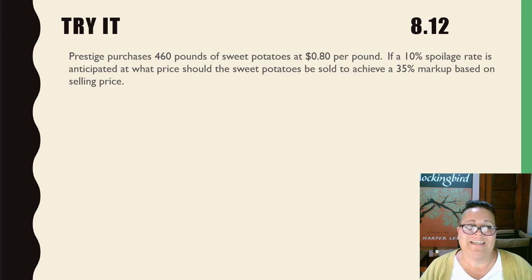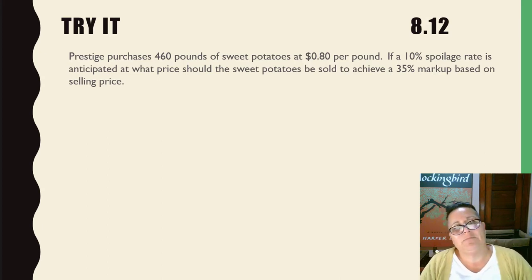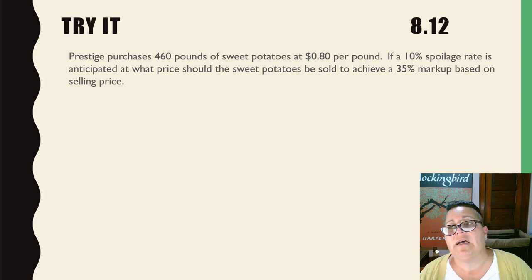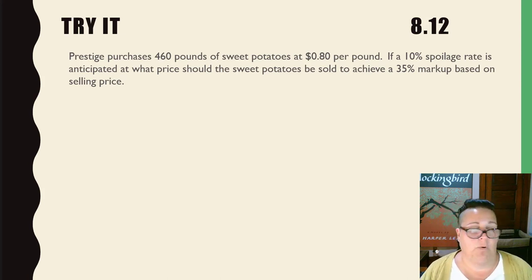So Prestige purchases 460 pounds of sweet potatoes at 80 cents per pound. They have a 10% spoilage rate anticipated, meaning they're not sure they'll get that, but that's how much spoilage they think they'll get. At what price should the sweet potatoes be sold to achieve a 35% markup based on selling price?